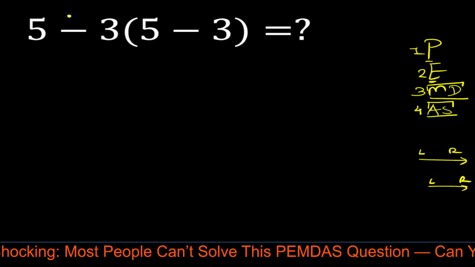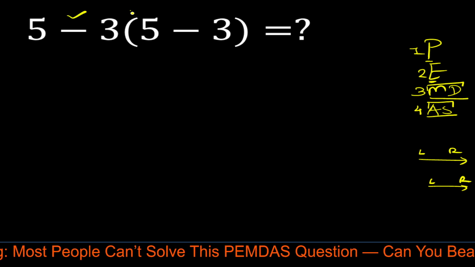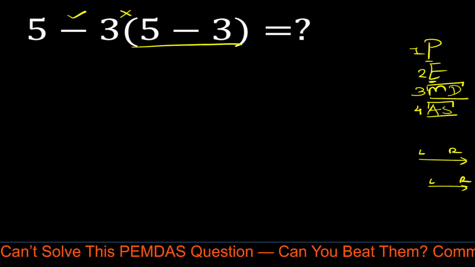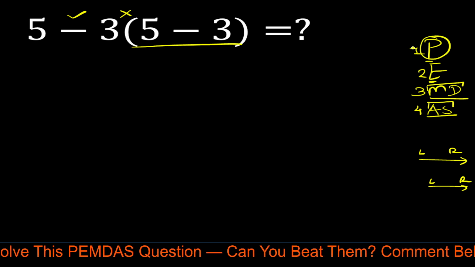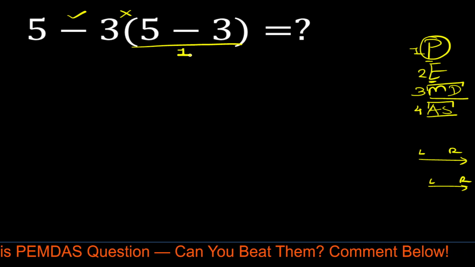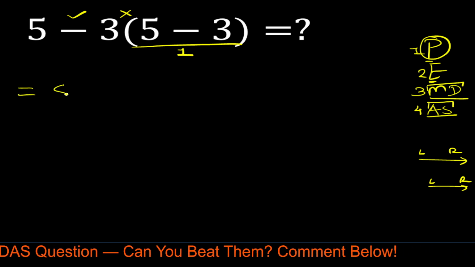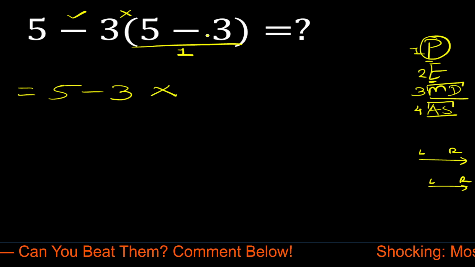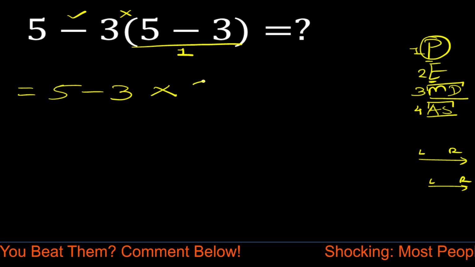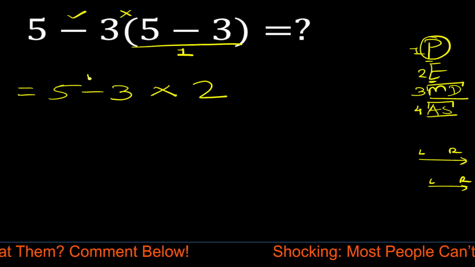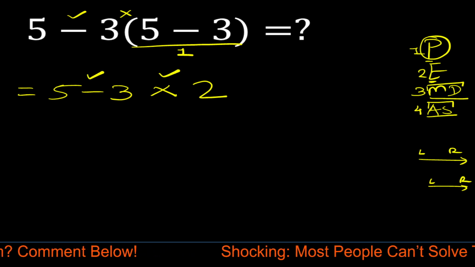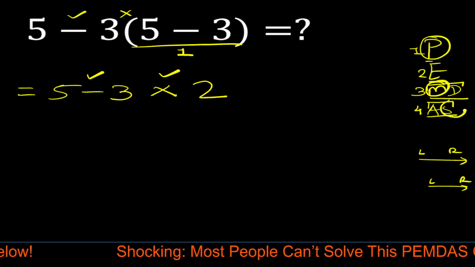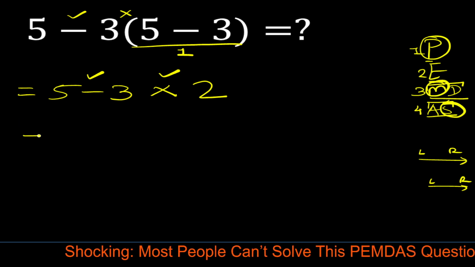So in this question, here we have one subtraction, here multiplication, and here we have one parenthesis, right? So according to the PEMDAS rule, first we have to solve the parenthesis. Now 5 minus 3 times, now solve this parenthesis, 5 minus 3 is equal to 2. So 2. Now here we have one subtraction and here multiplication. So first we have to solve multiplication and then we have to solve subtraction, right?